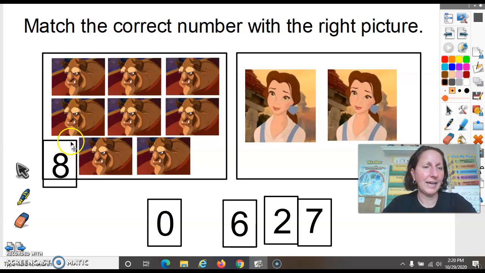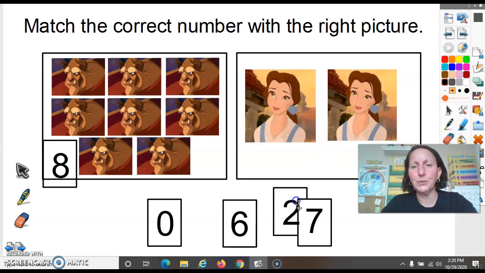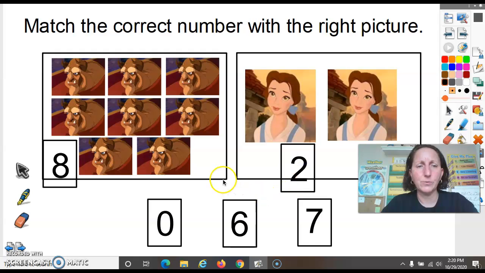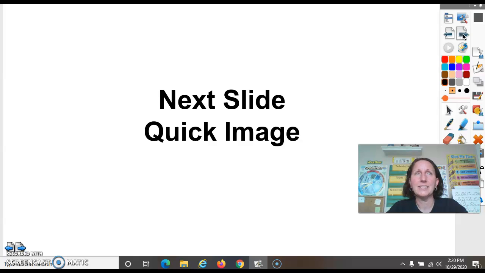All right, now we're going to count and see how many. And I think we've already counted this one. It was 1, 2, 3, 4, 5, 6, 7, 8. And then there are 2 beauties. So which group has the most? If you said the beast, you are right. This group has more than this group. Good job.